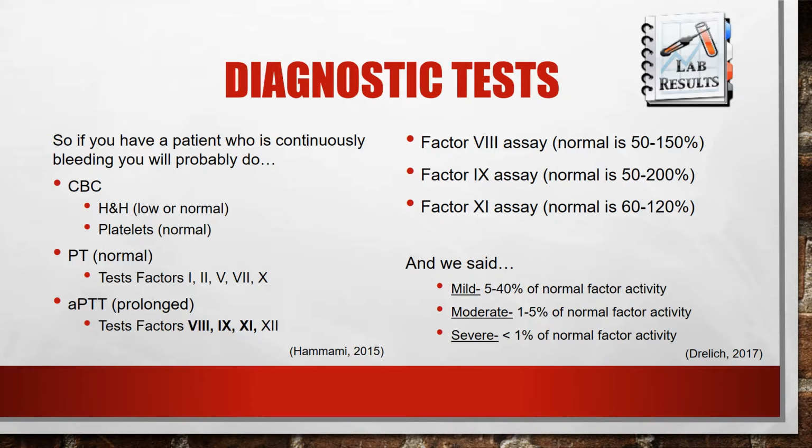Now you want to dig a little deeper. You're going to do a factor 8 assay, a factor 9 assay, and a factor 11 assay. And I've put the normals on the right side right there. So we said earlier that we're going to categorize them as mild, moderate, or severe. So let's say we have a patient who comes in and has 4% of normal factor 8 activity. 4% would put them in the moderate range, and a factor 8 deficiency would put them as a hemophilia A patient. So you would say they have moderate hemophilia A.